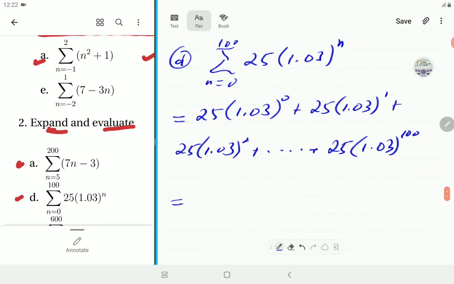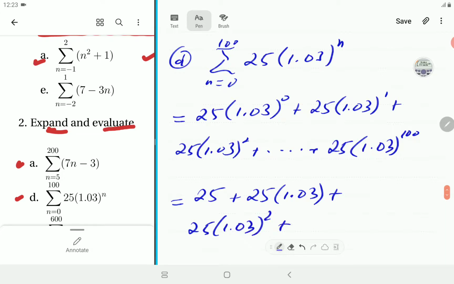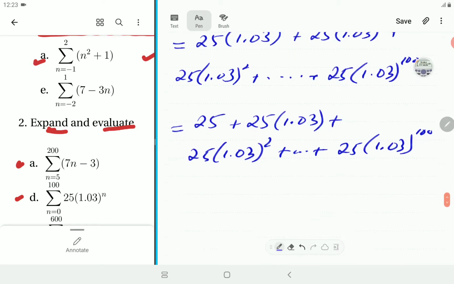Yeah, for these ones where n is a power, typically we just need to simplify the first one. So 1.03 to the power 0 is 1, so the first term is just going to be 25 here. And then the others, we can leave them exactly as they are. So 25 times 1.03 squared here, and then 25 times 1.03 to the power 100.